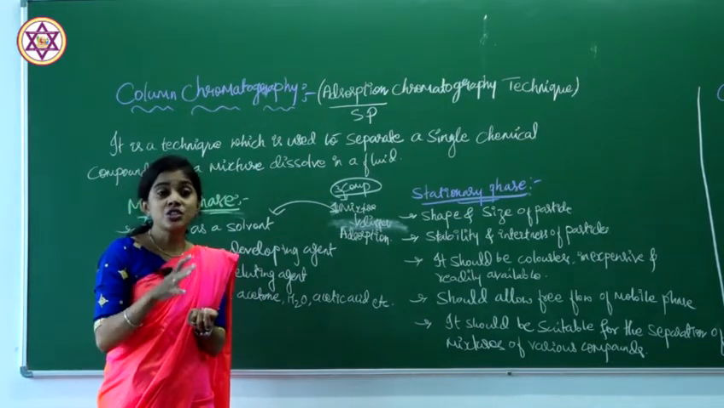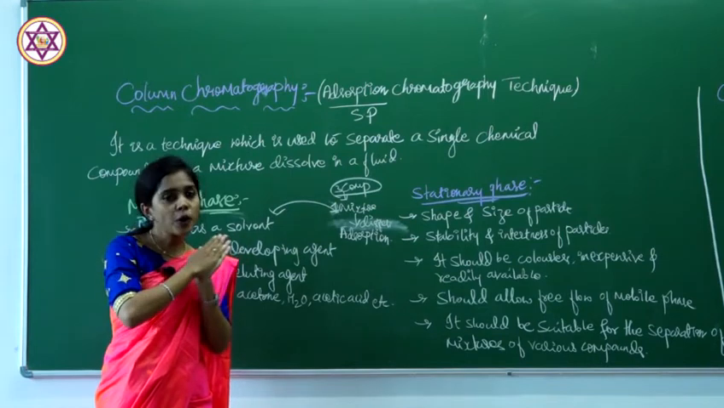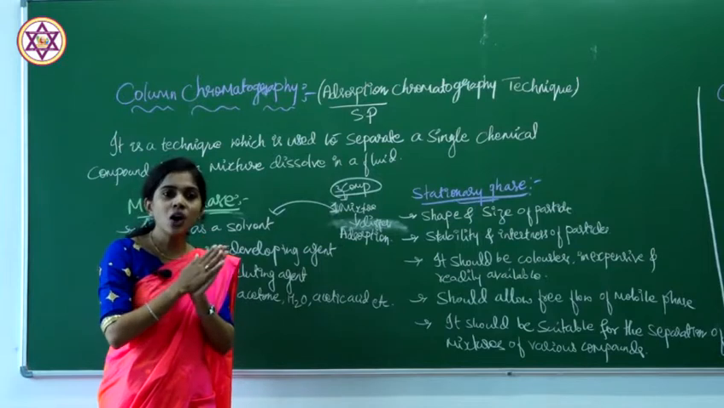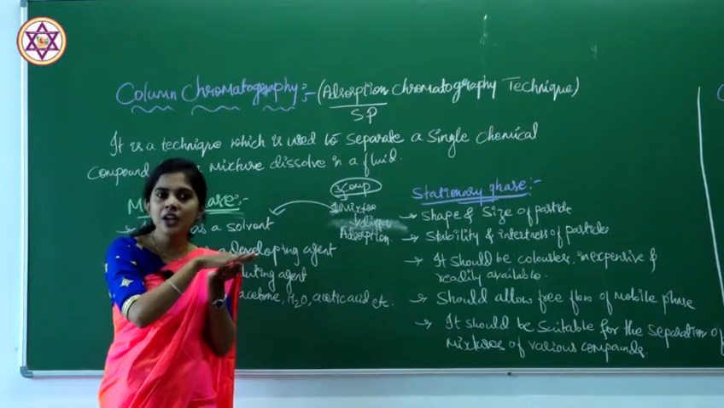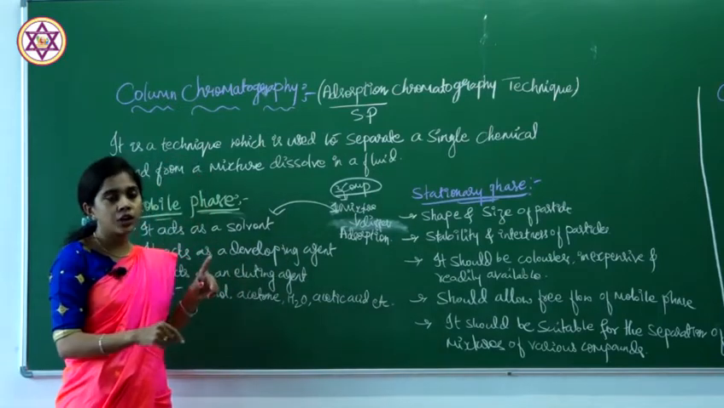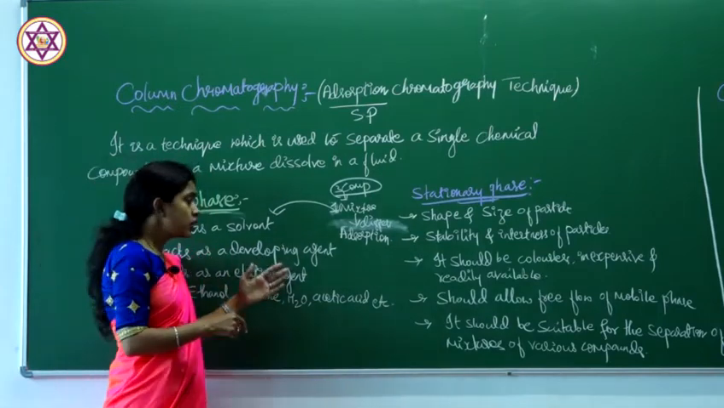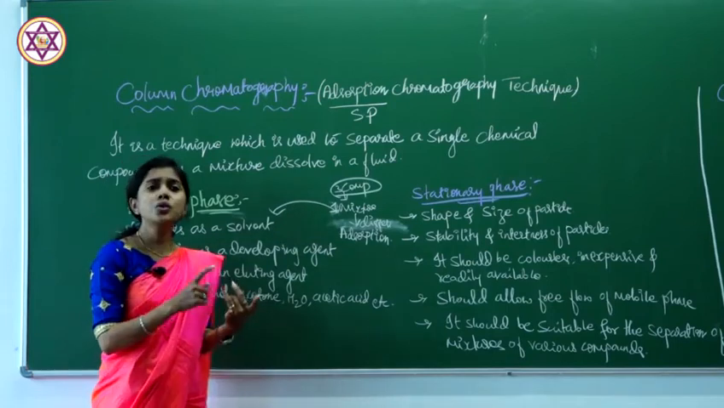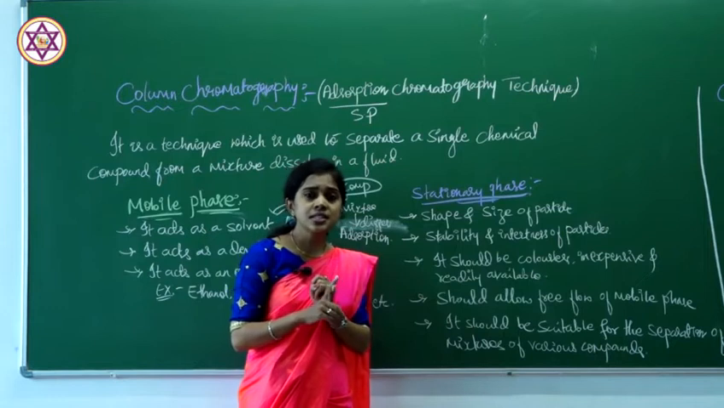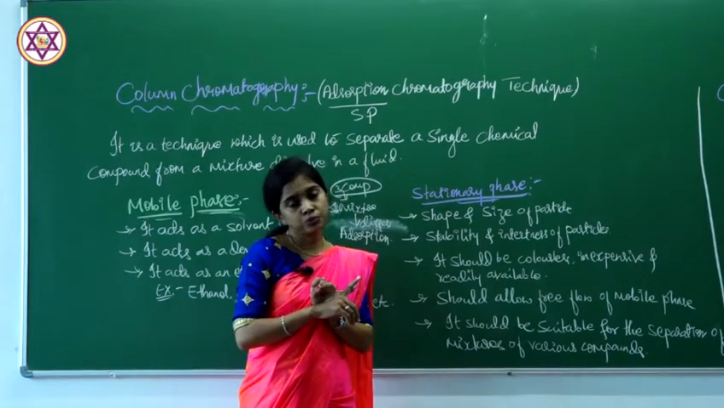It should get adsorbed on the surface, it should not react. We should select a solvent that accumulates on the surface of the stationary phase but does not interact with it. Then how the stationary phase should be depends on the shape and size of the compound.